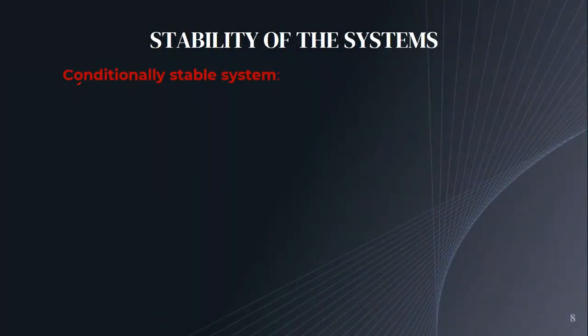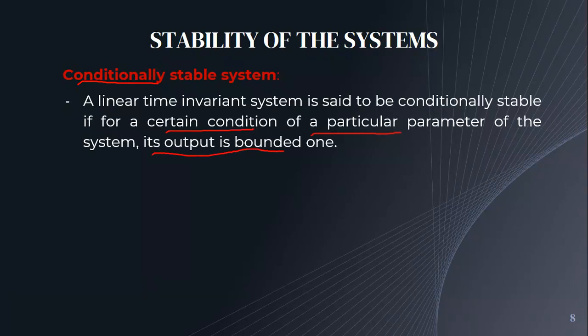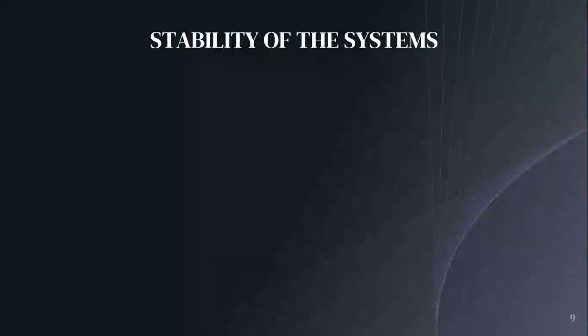Again, there are certain systems which are known as conditionally stable systems. An LTI system is said to be conditionally stable if for a certain condition of a particular parameter the output is bounded. This particular parameter is known as the controller gain K, which we will visit again. If this condition is violated, the output becomes unbounded and the system becomes unstable. So in such cases, the stability of the system depends on the condition of the parameter, and that's why it is known as a conditionally stable system.